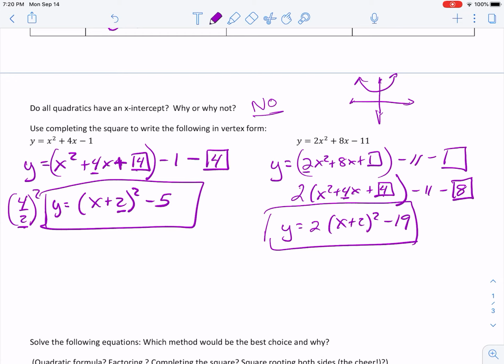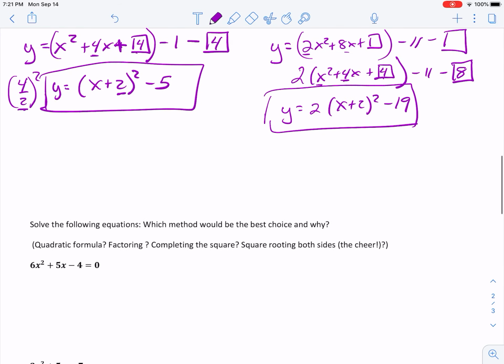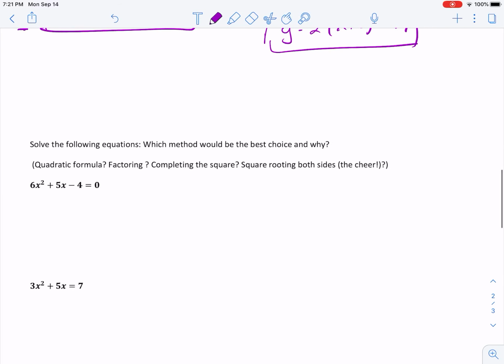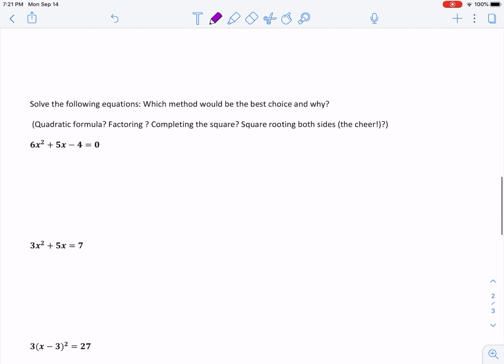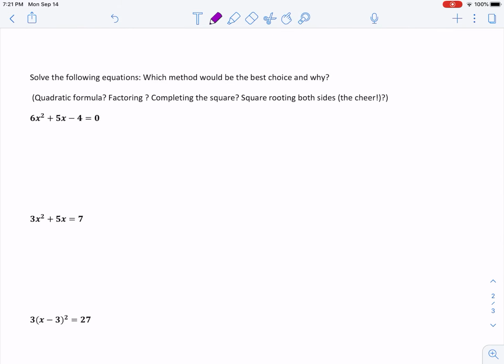Remember, you have to factor it out. So the leading coefficient here is 1. And do you complete the square? Okay? So solve the following equations. Which method would be best to choose? Best choice, and why? Quadratic formula, factoring, completing the square, square root both sides.